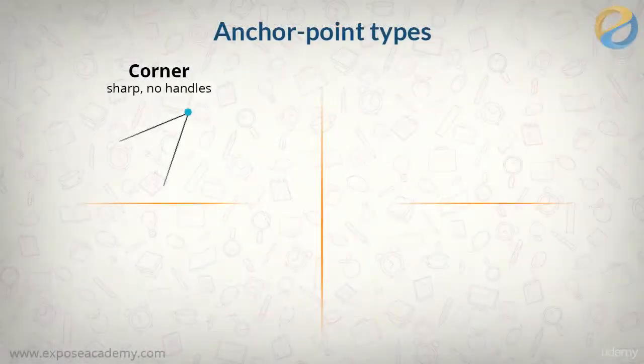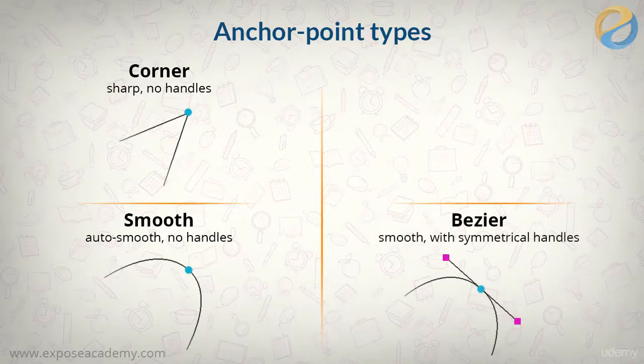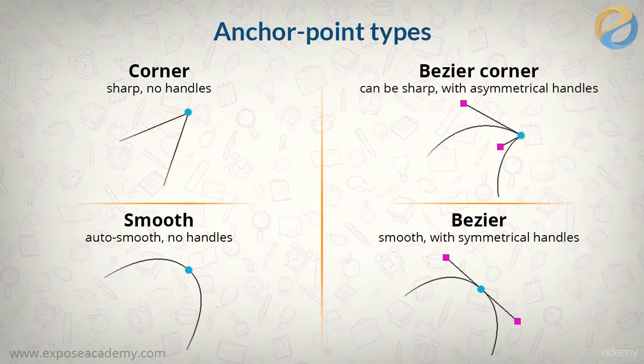So again, to recap, corner anchor points don't have any handles and they look sharp. Smooth anchor points don't have handles either, but they look smooth automatically. Bezier anchor points have handles and they look smooth because the handles are always symmetrical. The last one is Bezier corner points, which have handles, but because the handles can be oriented independently, the points can have a sharp corner.